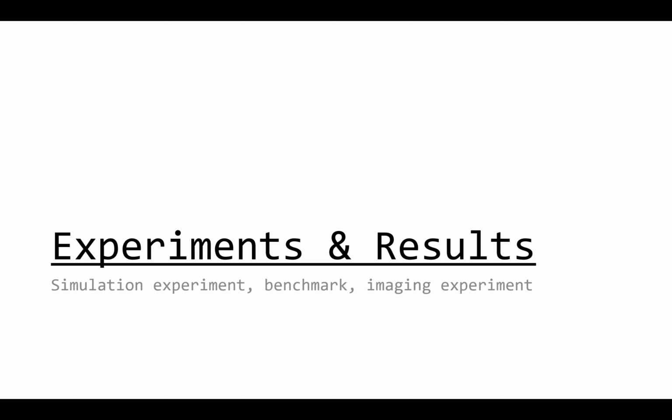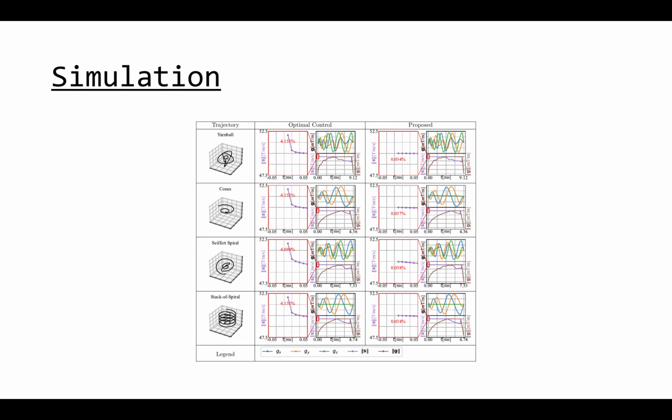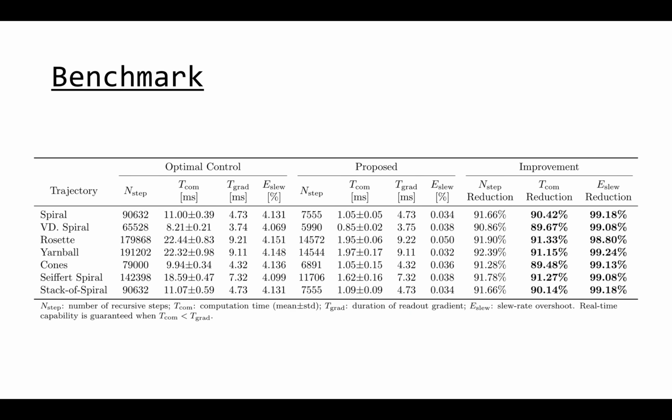Next are the experiments we conducted to evaluate our method compared to Lustig's optimal control method. Here are the simulation experiments. We compared the generated gradient waveforms of the two methods in 7 different trajectories across 2D and 3D. Our method is on the right and the baseline is on the left. This slide is for 2D. And here are the 3D cases. We can see that we do not have the big slew rate spike that appears in the baseline method.